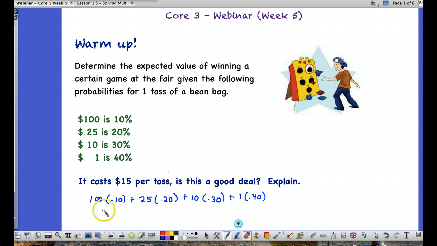Okay? So if we simplify that, hopefully these are fairly easy numbers. We can do them in our head. So 100 times 0.1, so 10% of 100, we know that's $10. Granted, that's good. You've already got it figured out for me. Awesome. And then 20% of $25 is $5. And if you don't know, you guys are more than welcome to use a calculator and do 25 times 0.2. Totally fine. 30% of $10, again, that's just $3. And 40% of $1 is going to be 40 cents.